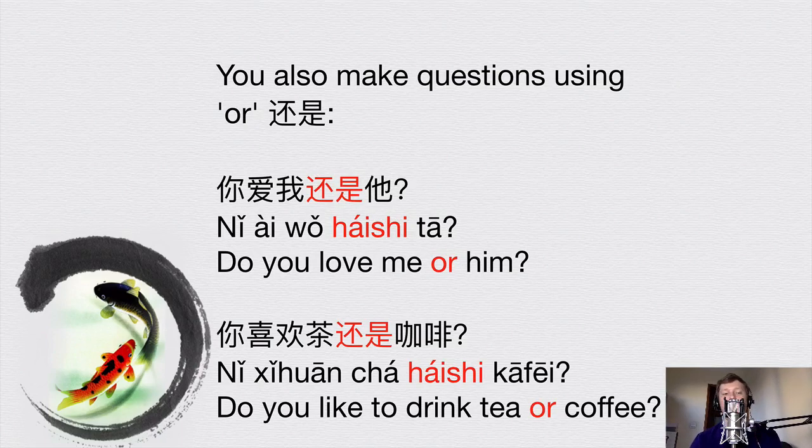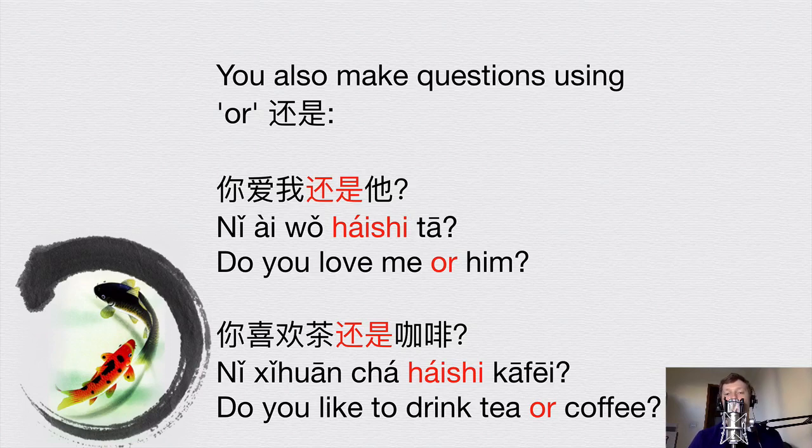And lastly, the last way of asking questions in this video that I want to teach you is using 还是, which means or. So obviously you use this in questions where you want to ask whether you're talking about one thing or another thing, or do you want A or B, etc. So you're talking about two different things, right? So one example here is 你爱我还是他? Literally, 你, you, 爱, love, 我, I or me, 还是 or, 他 he or him. So you love me or him. Do you love me or him?